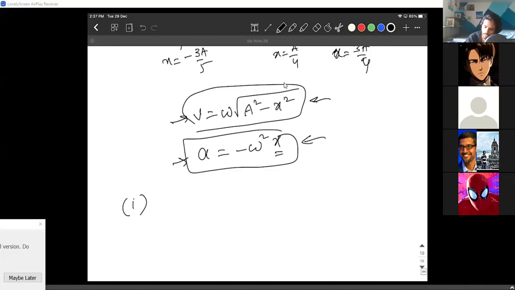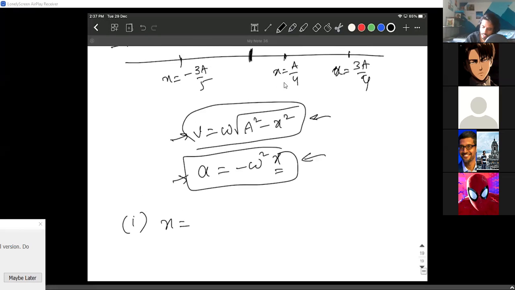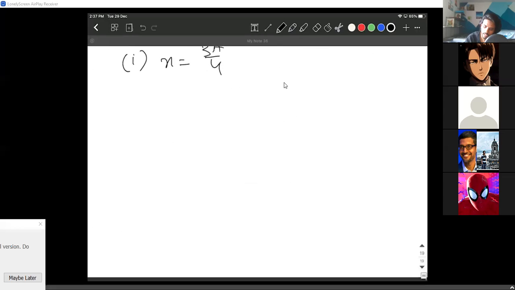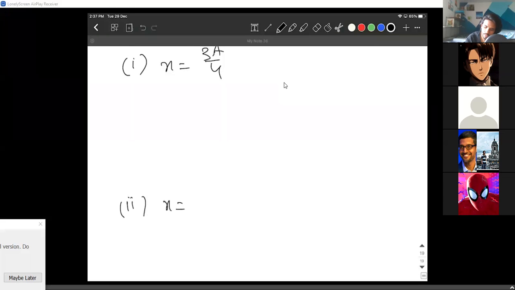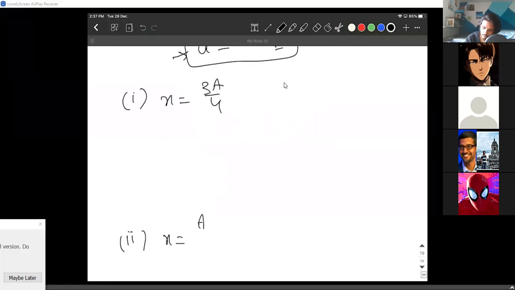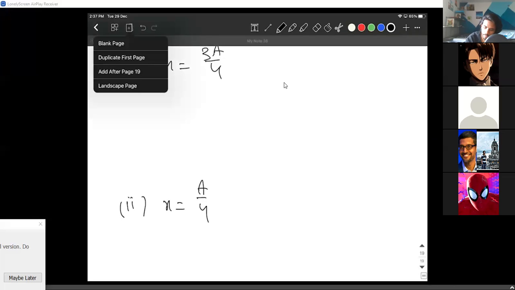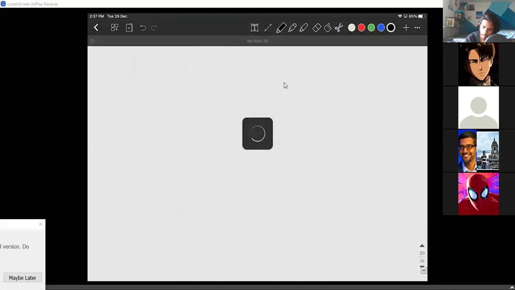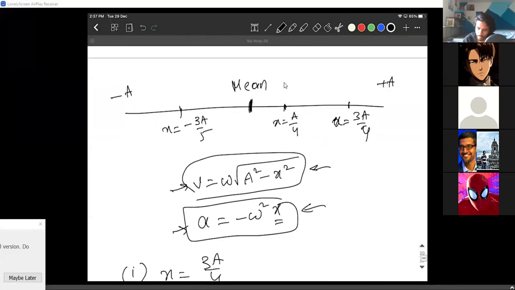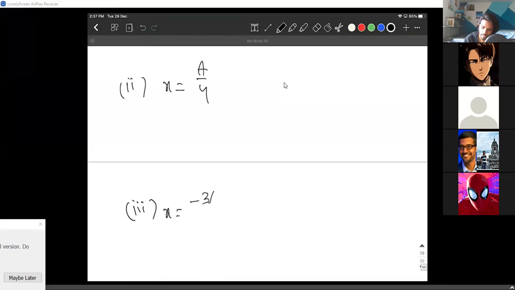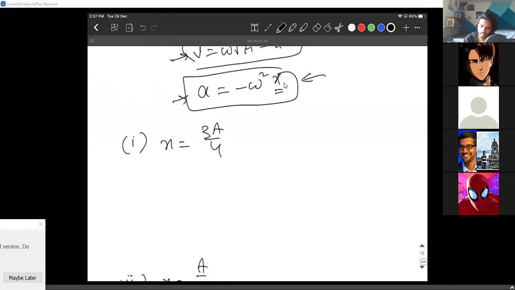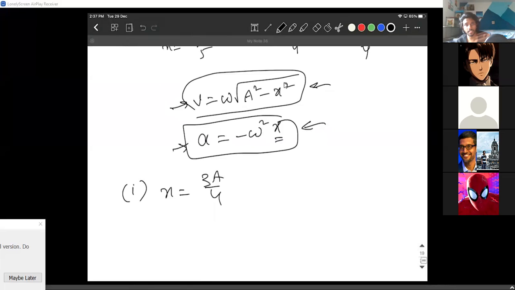Let us take the first question as x equals 3a by 4. The second problem is x equals a by 4. The third problem is x equals minus 3a by 5. The omega value will be given in the question. If they don't give it, you'll have to calculate it eventually. You'll learn it.